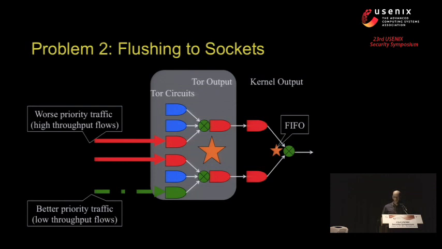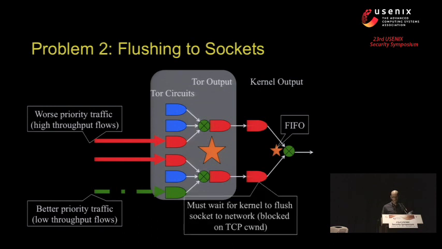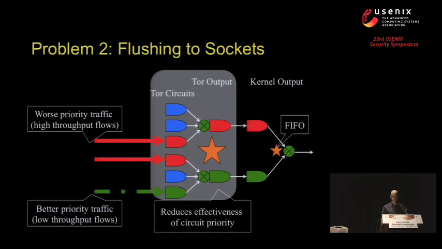However, it's unable to do this because the kernel socket buffers are already clogged up with the high throughput traffic. So what happens is this better priority traffic has to wait until the kernel output queue is flushed before it can then be sent into the kernel. And even further, because the kernel schedules with a first in, first out strategy, this socket then also has to wait for all the other sockets to be flushed before this better priority traffic can actually be sent out to the network. So this results in congestion delays inside of the kernel.